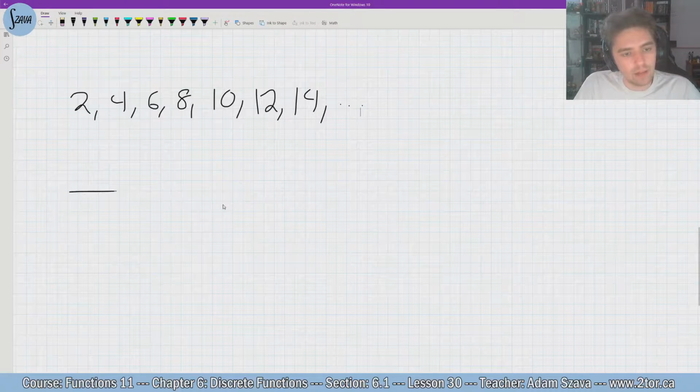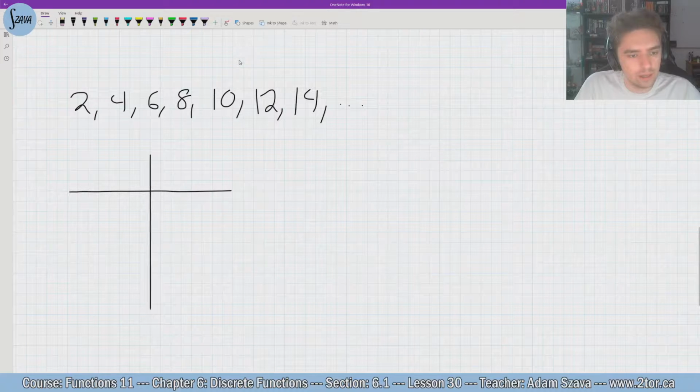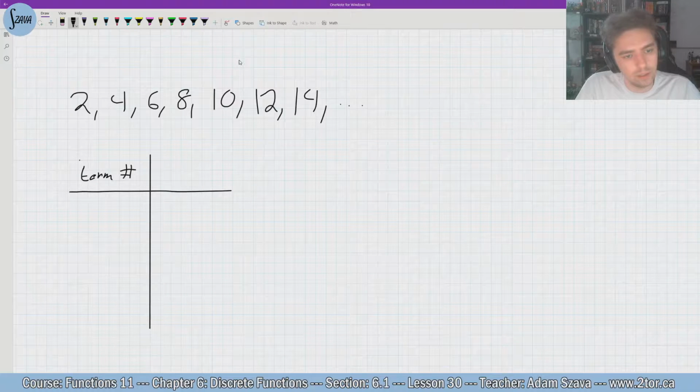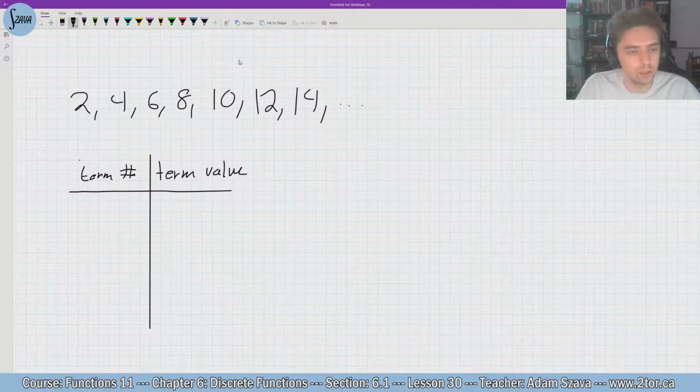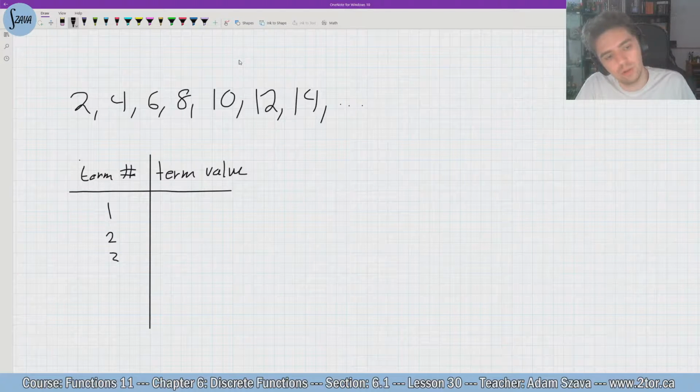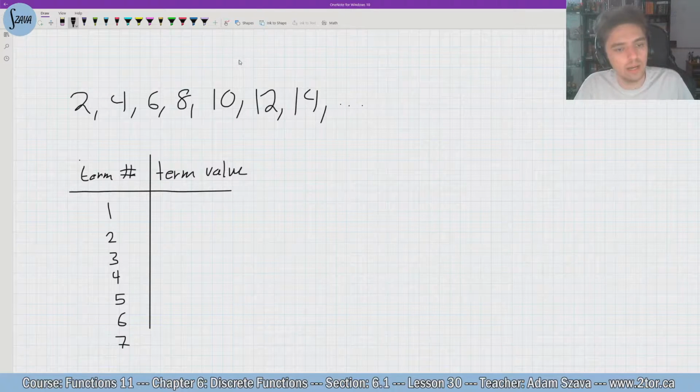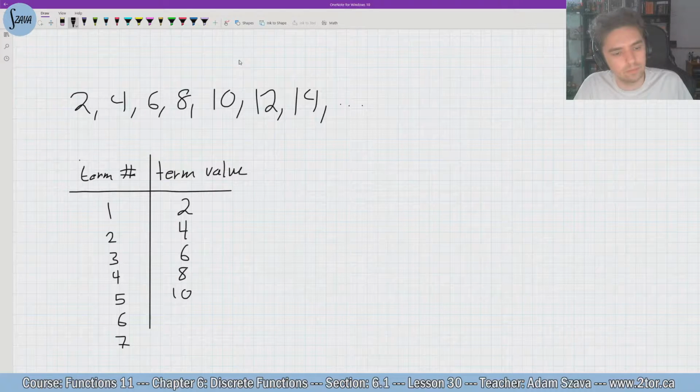And let's make a little table of values here that relates the term number to the term value. So term 1, 2, 3, 4, 5, 6, 7, and so on. Term 1 has a value of 2. Term 2 has a value of 4. Term 3 has a value of 6. Term 4 has a value of 8. Term 5 has a value of 10. Term 6 has a value of 12, and term 7 has a value of 14.